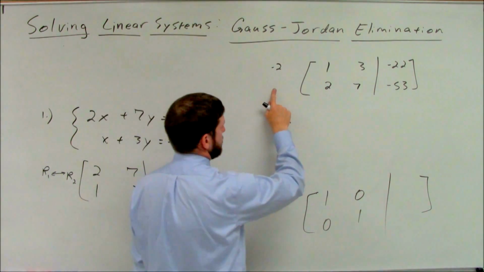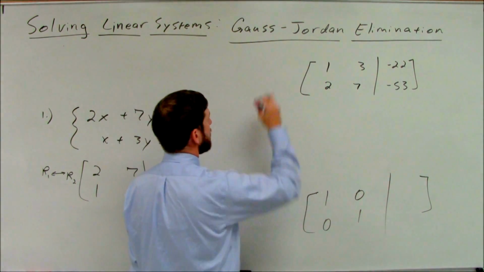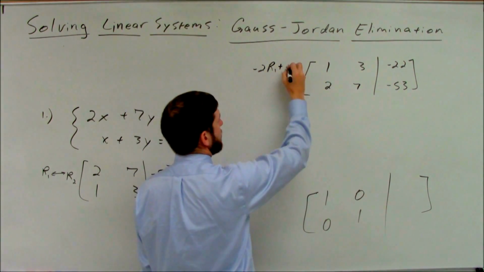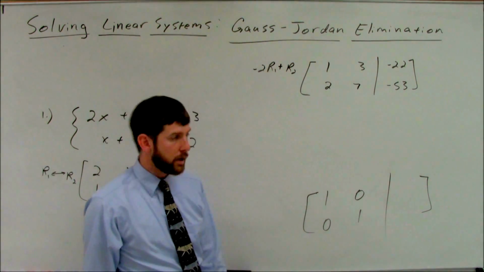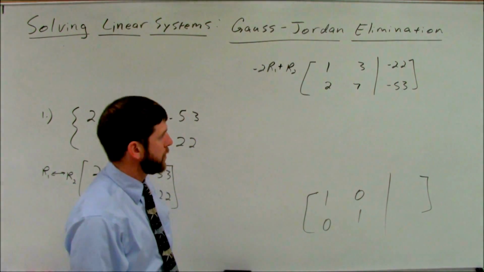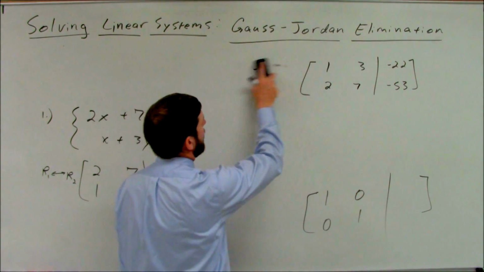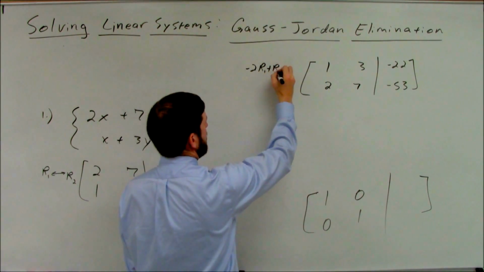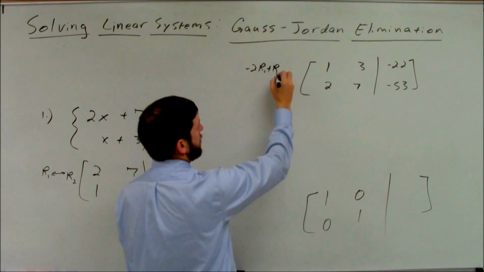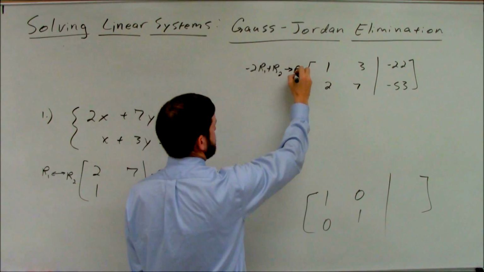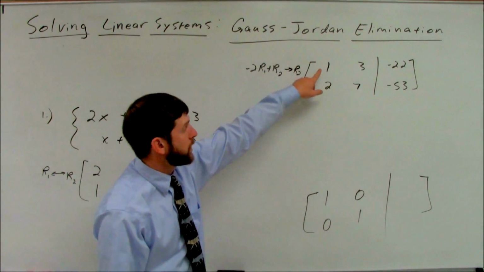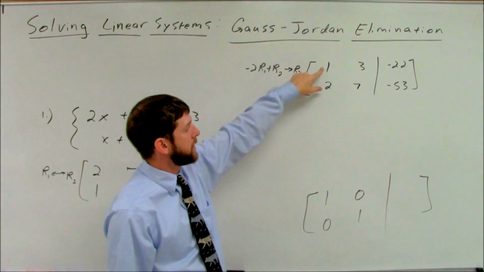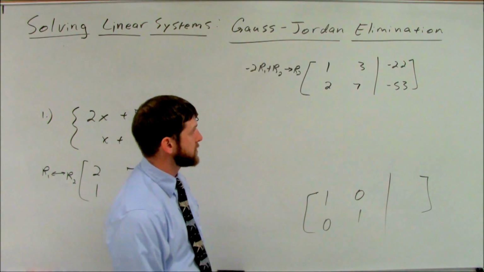I'm going to take negative 2 times row 1 and add that to row 2. Negative 2 times row 1 and add that to row 2. And it's very important that we recognize that that will not change row 1. That will just produce a new row 2. Because we don't want to change row 1. I want to leave that as a 1 because that's what I'm trying to get, that 1 in that position.